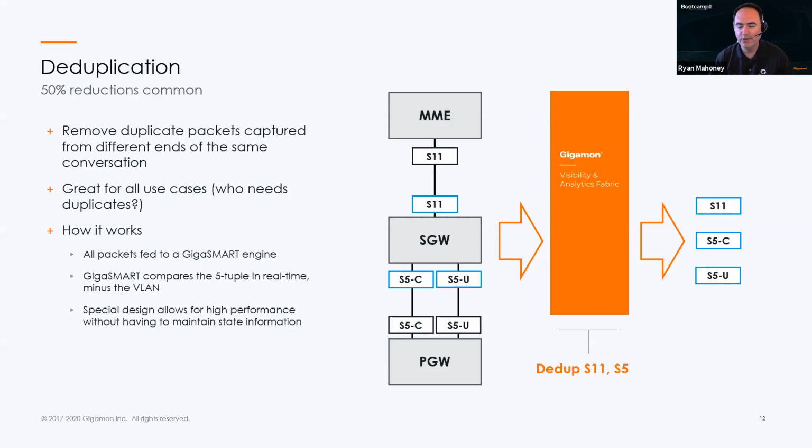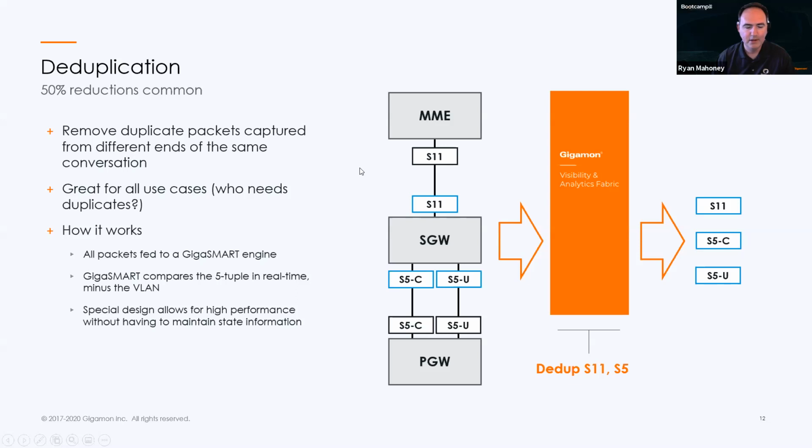So our deduplication engine works by giving you the ability to ignore the VLAN, send all the traffic from all the taps into the visibility fabric, and it will intelligently know that I have two S11 packets that are the same. I am only going to send one of them onto the tool. So you have up to 50% reduction. You wouldn't really ever see more than that.